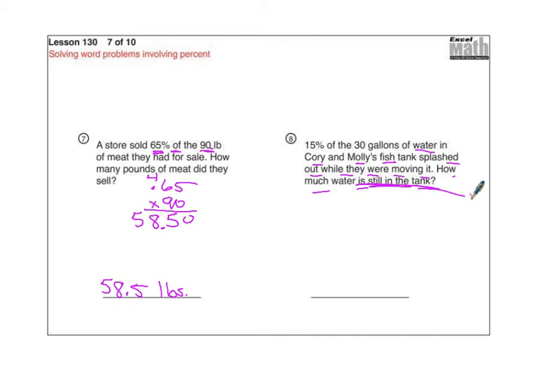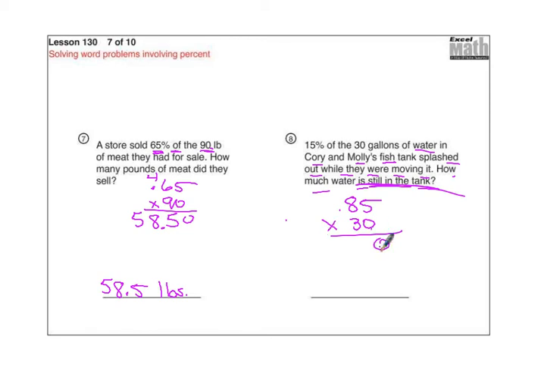If 15% spilled out, what percent's still in the tank? 85%. So we can do 85% as a decimal, which is still in the tank, times 30. Notice which number I put on the bottom, the one that ends with a 0. It makes it a little bit easier.